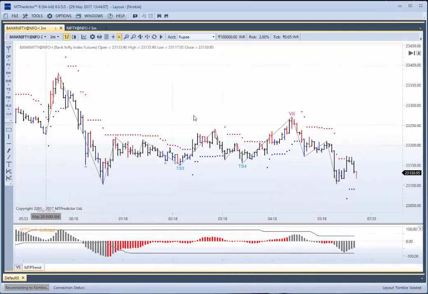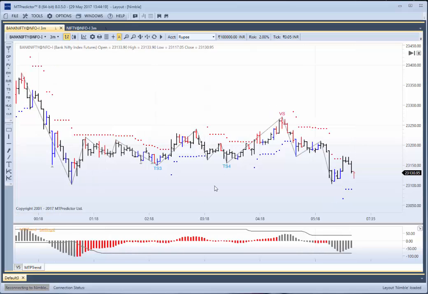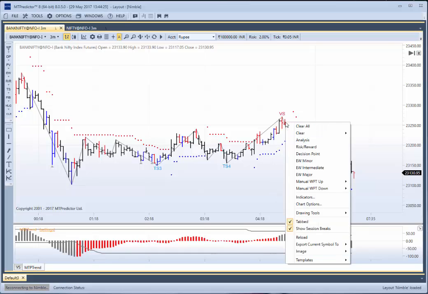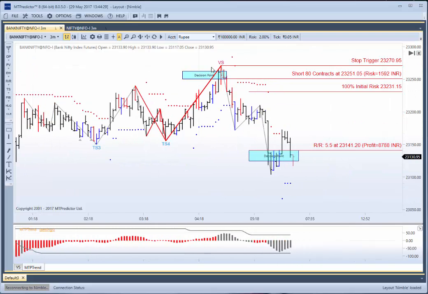Right, let's have a look at a chart. This is the Bank Nifty from earlier today. The MTP trend indicator was down, because it's red, that means you'll be avoiding these buy setups here, and you would have actually had a nice VS sell setup a bit later in the day. So let's look at this one first. Right mouse click over the red sell bar, do analysis, and here you can see there's a lovely trade down into just before the close for a nice 5.5 R.